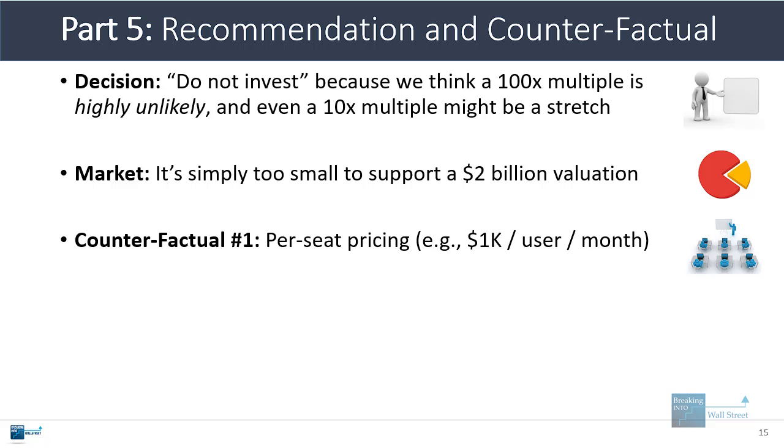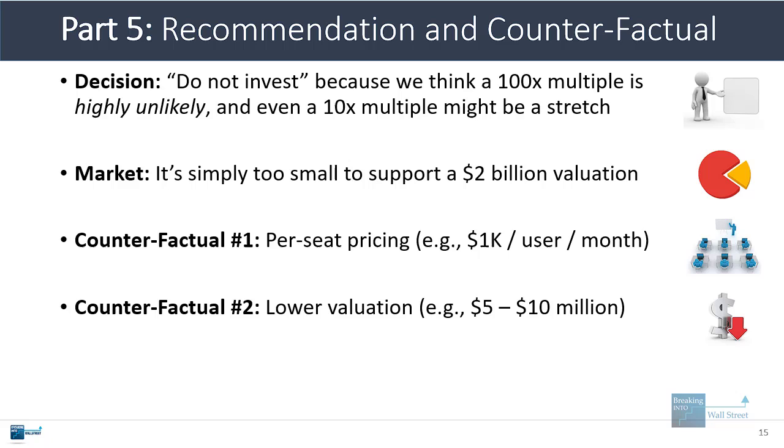If they charge for per seat pricing, such as $1,000 per user per month, that might improve things a little bit. Probably still wouldn't get them to the 100x multiple level, but they might be able to boost it and they might get to, say, a 15, 20, or 30x multiple like this. If they were asking for a lower valuation, such as 5 or 10 million rather than 20 million, that would also improve the numbers and the multiples quite a bit.